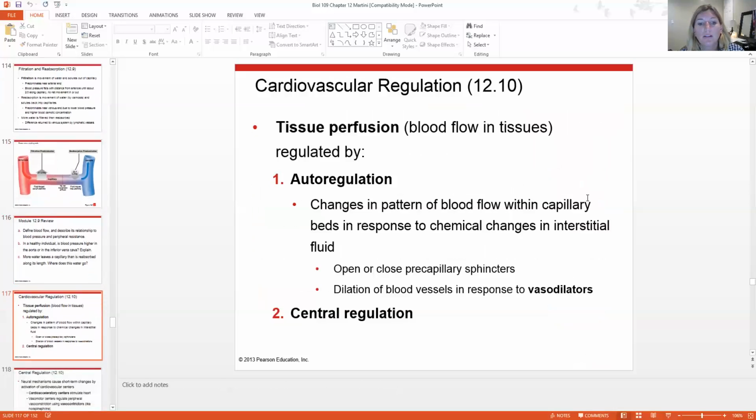So let's talk about tissue perfusion, the blood flow to the tissues. It's regulated by autoregulation and central regulation. Those are the 2 main ways that tissue perfusion is regulated. So autoregulation would just be changes in the blood flow pattern through the capillary beds. This could be in response to some chemical changes of the interstitial fluid by opening and closing those precapillary sphincters, or by the dilation of blood vessels, the special vasodilators that may be released.